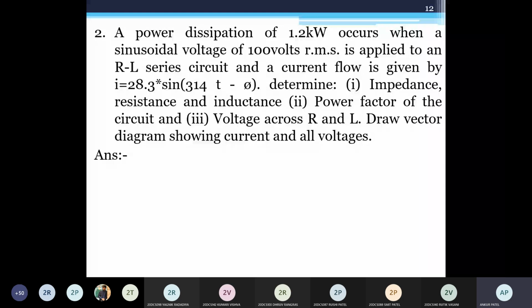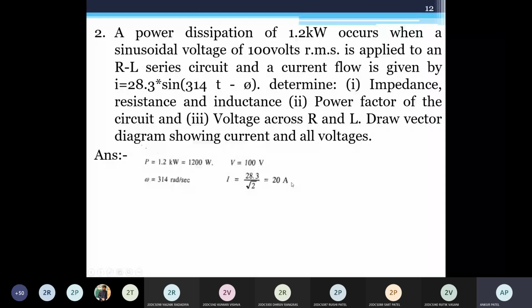So in the given data, power is given, voltage is given, current is given. The instantaneous equation of current is given, I equal to 28.3 sine 314t minus 5. So this is the maximum current Im, and this is omega. P equal to 1.2 kilowatt, convert into watt. Omega is given in radian per second. Since the maximum value of current is given, we can find the RMS value: IRMS is equal to Im by root 2. So it is 20 ampere.